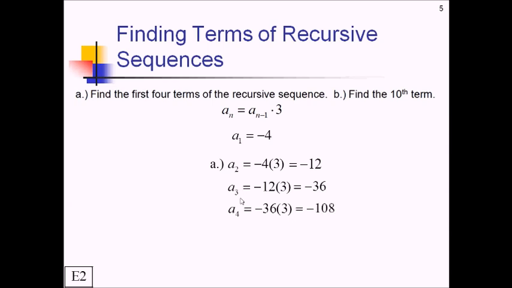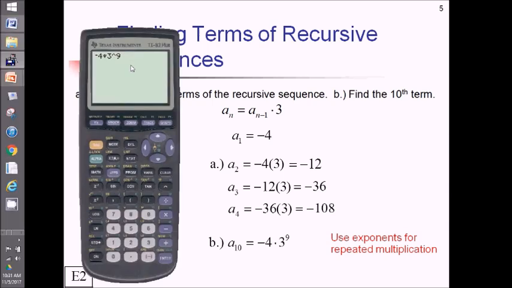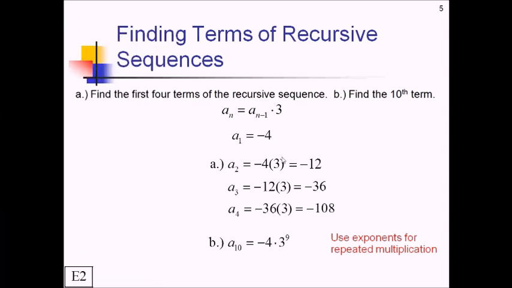Now, we could keep doing this to get the 10th term, or, well, what's a shortcut for multiplying by the same thing over and over again? Repeated multiplication is just exponents. So if you want to multiply by 3 9 times after that first term, you just need to do 3 to the 9th power. And I'll use the calculator for that, which will give me negative 78,732.